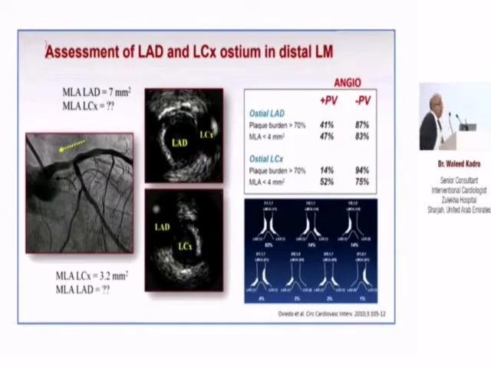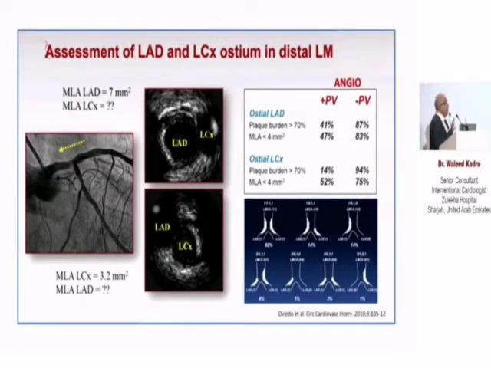And IVUS also is important in assessing not just the left main, but also the LAD and the ostium of the circumflex. The predictive value of the angiogram alone in assessing the severity is very poor. The positive predictive value for the angiogram is only 41% for assessing severe ostial LAD, and it is much poorer for the ostium of the circumflex. So we have to assess the ostium of the LAD and the circumflex using the IVUS.